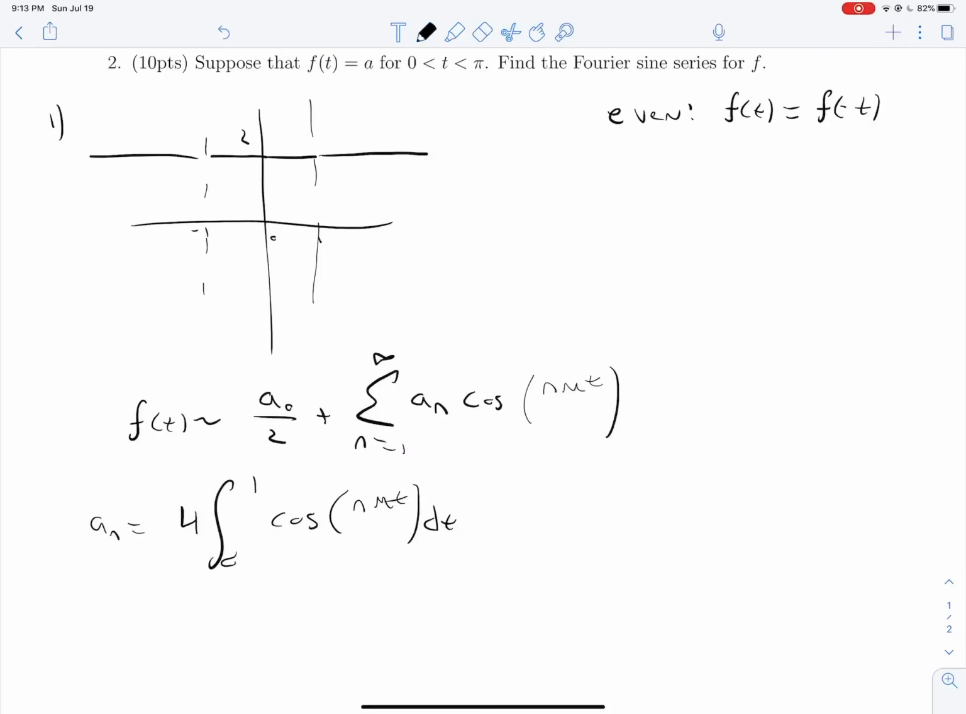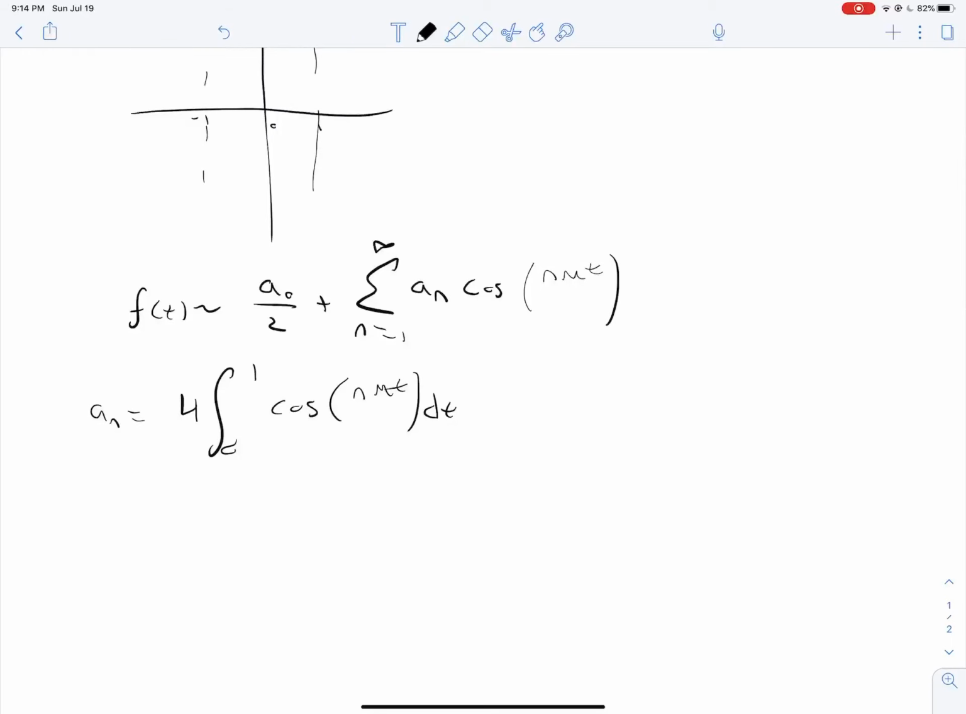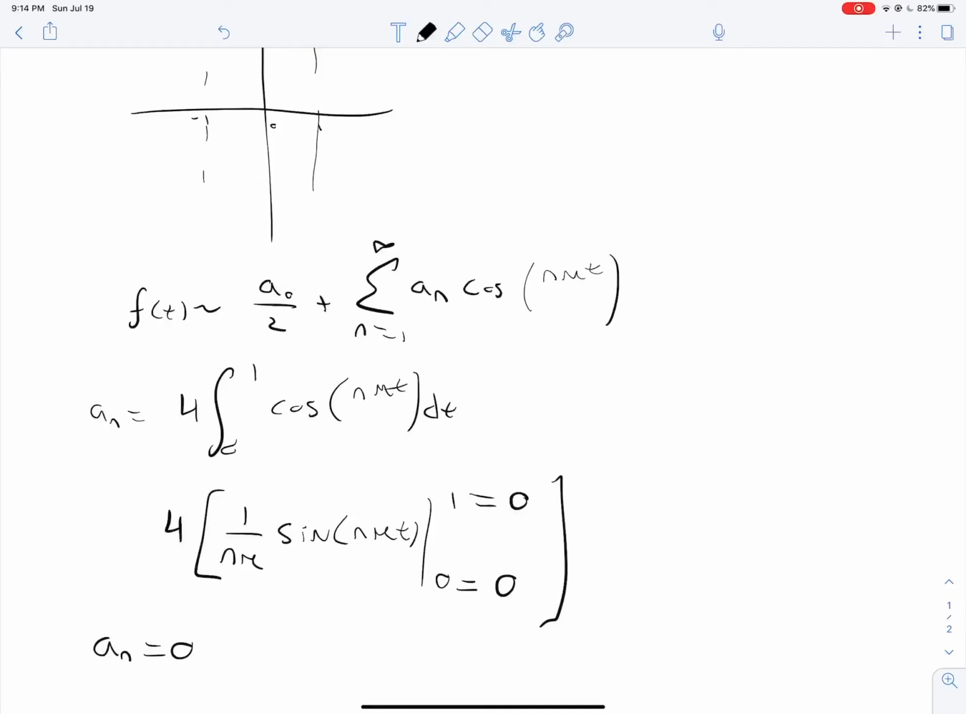Okay, so let's find an, just to start off with. That's taking this integral right here. We will have 4 times 1 over n pi sine of n pi t on 0 to 1. Well, the sine of n pi for integer n is just going to give us 0 at all times. So that's 0. And the sine of 0 will also be 0 all the time. So, in short, an must always be 0.